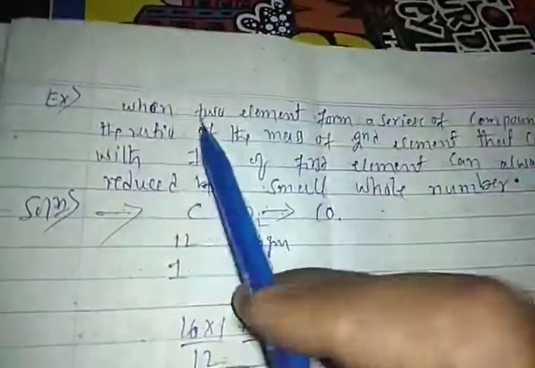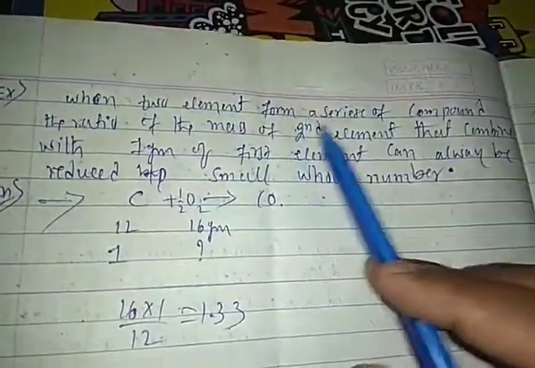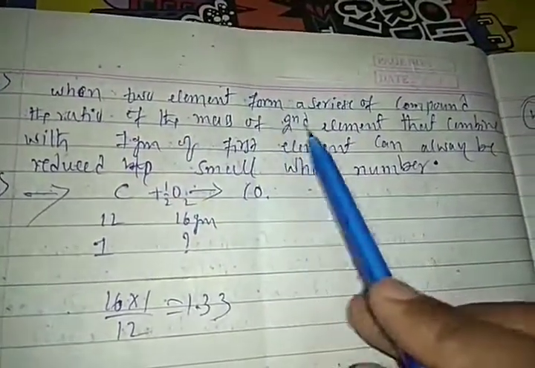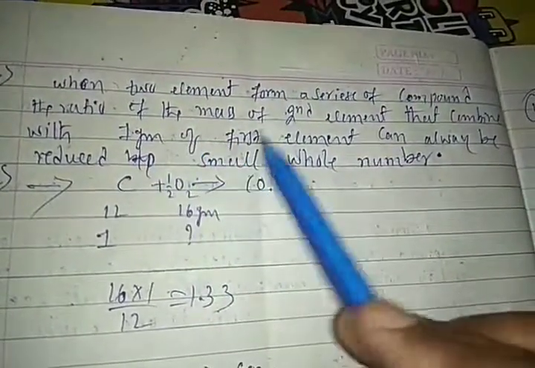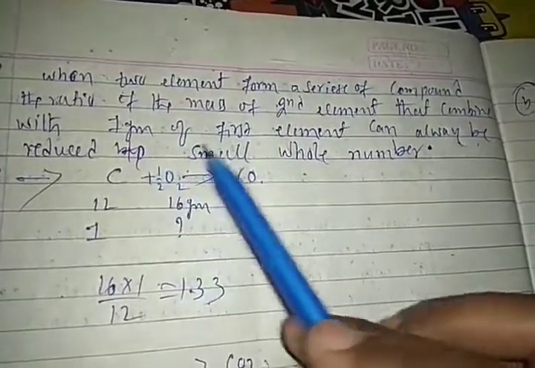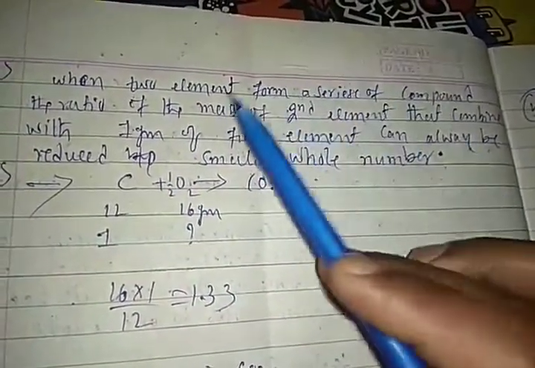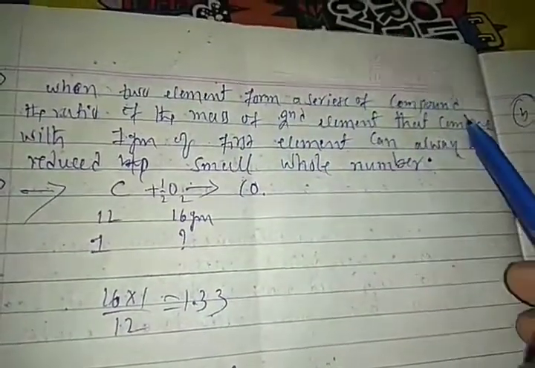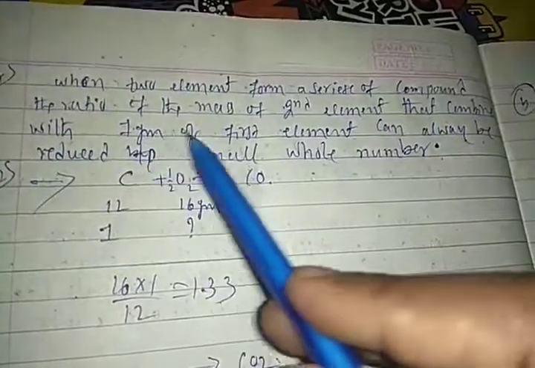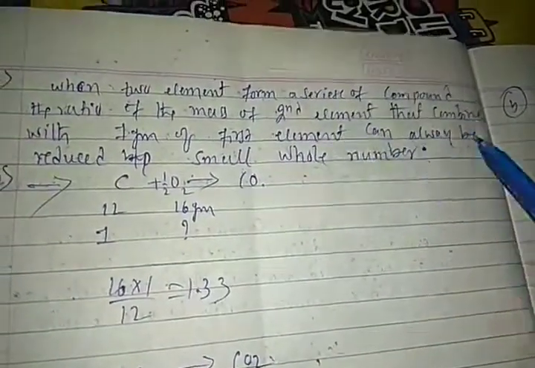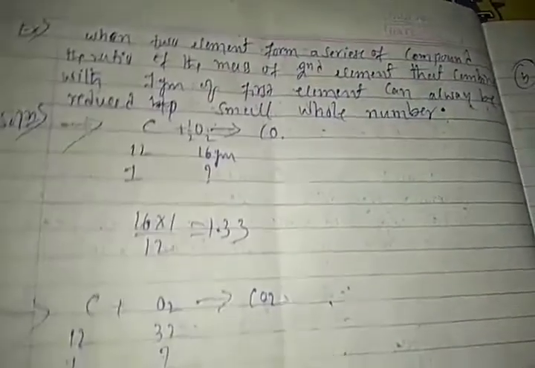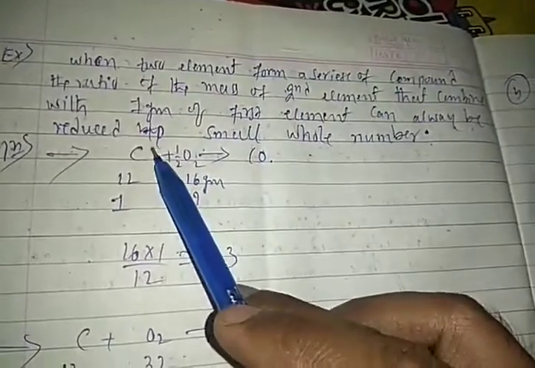Let's see the statement, students. When two elements form a series of compounds, the ratio of the masses of the second element that combine with 1 gram of the first element can always be reduced to small whole numbers. Two elements form a series of compounds. Okay, we are using two elements.